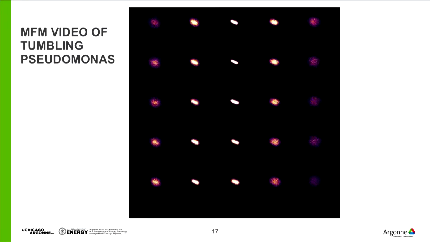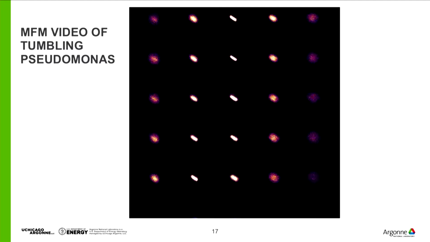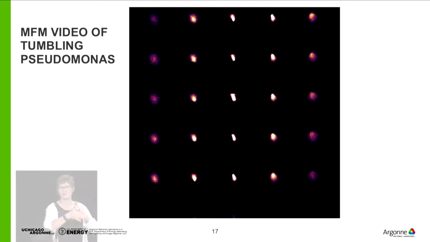But if we start to image a tumbling bacteria, so tumbling is code for it's dead, but it's in water and floating around.